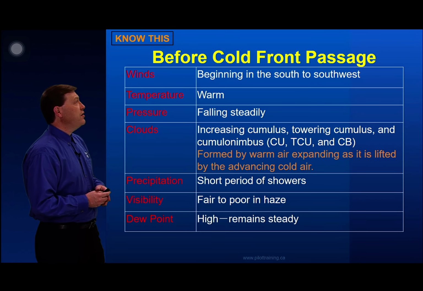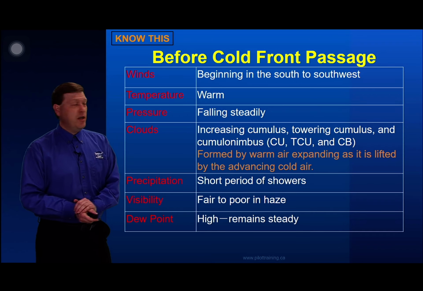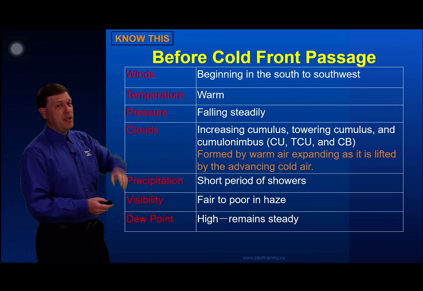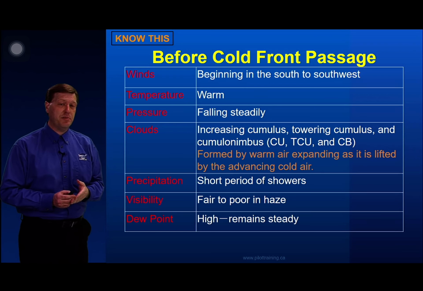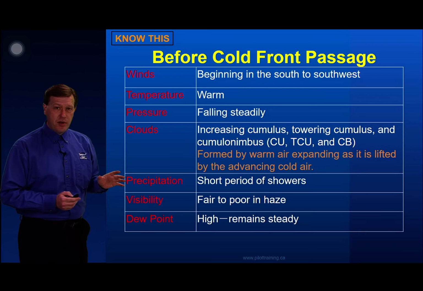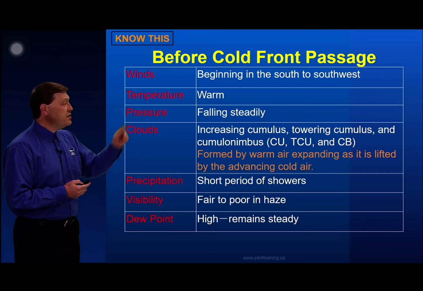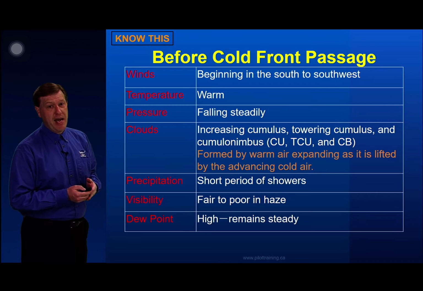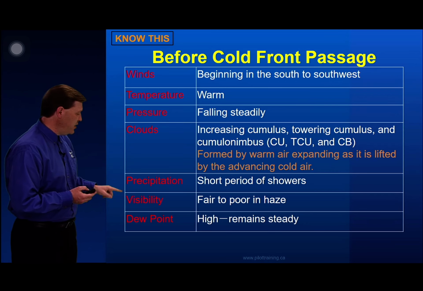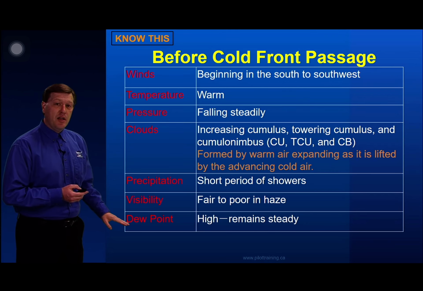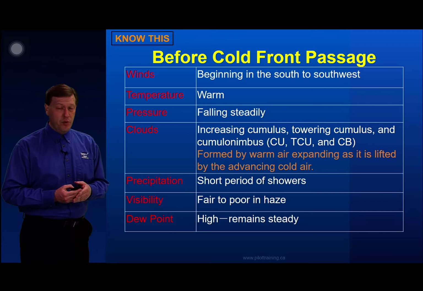All right, if you really, really want, you can memorize these next three tables. Know this: yes, you're going to get this on the exams. I can almost promise you that you're going to get these on the exams. These next three tables, you can memorize them if you want, but I'll show you an easy way to remember it in just a few moments. So this is before the cold front passes. We've got winds, temperature, pressure, clouds, precipitation, visibility, and dew point. The exam will then ask you what is going to happen as this front moves.